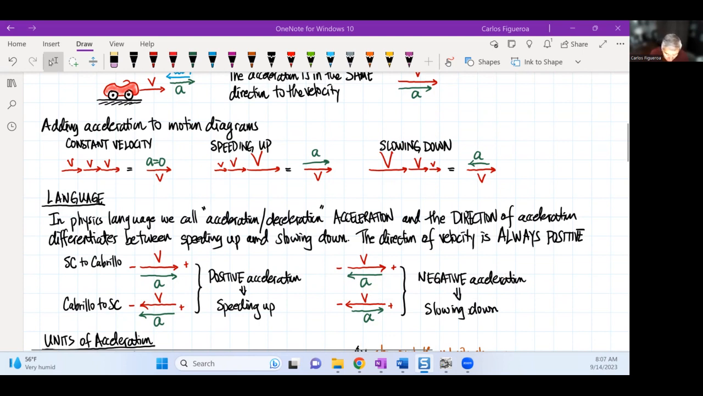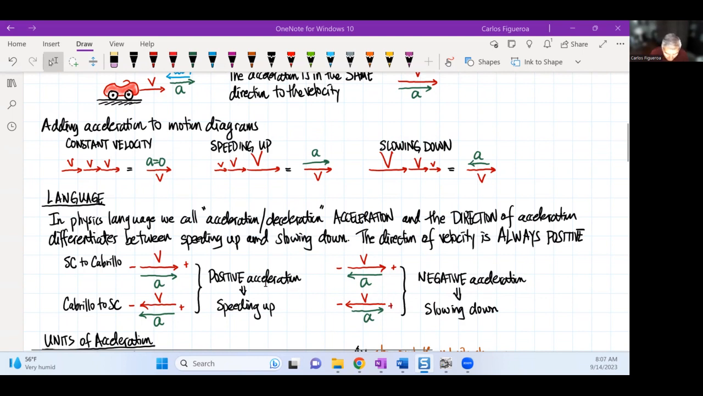So you must be slowing down, as the motion diagram shows. On the other hand, if we played that game that the textbooks do, they would say, oh, the velocity is pointing in the negative direction. But if the acceleration is pointed in the positive direction, it does not matter. It's in the opposite direction. We still call that negative acceleration, even though the acceleration is pointed in the positive direction.